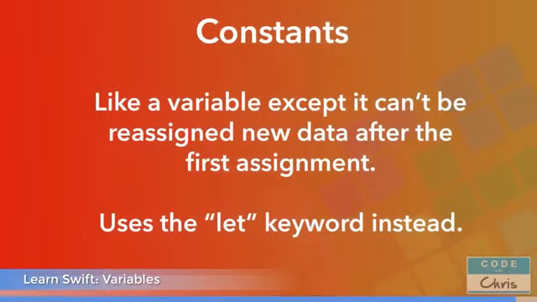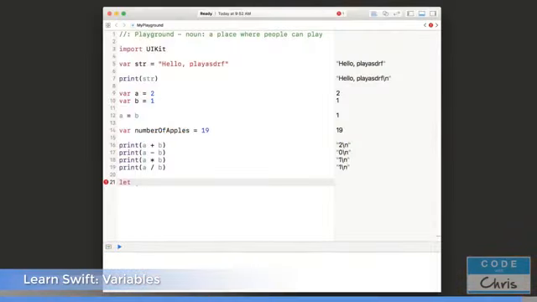Okay, so one more thing I want to talk about are constants. They are like variables, except that once you assign something to them, you can't reassign data into them. That's really the only difference, that and how they're declared. With variables, you use the keyword var, but with constants, you use the keyword let. So I can say let c equals 10.